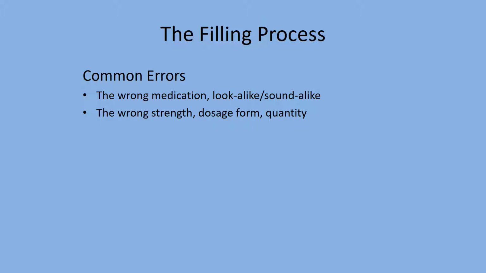Wrong strength, wrong dosage form, wrong quantity. Definitely dosage form. Not all tablets are the same. They have different release mechanisms. Same with capsules. Not all capsules are the same. They may be in extended release form. Wrong directions. So go back, take a look at all of your SIG codes assignment, and let's strive for 100% accuracy to ensure patient safety.